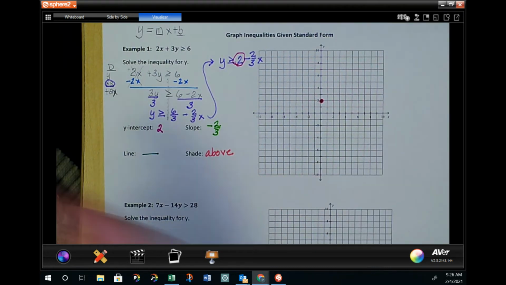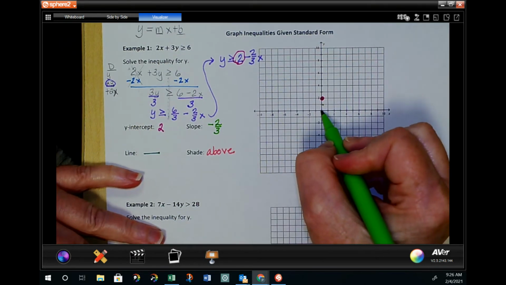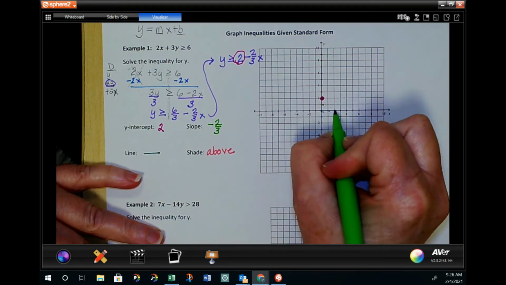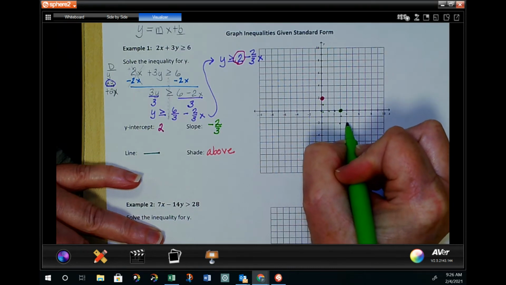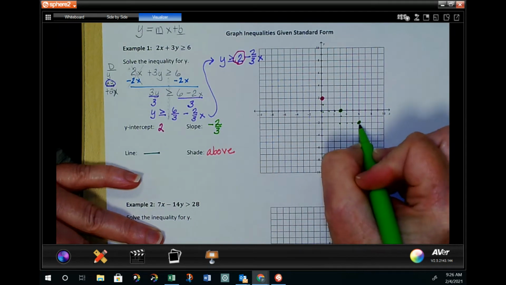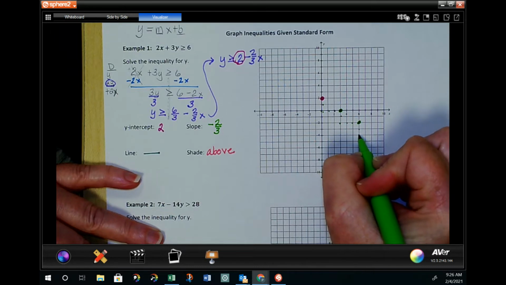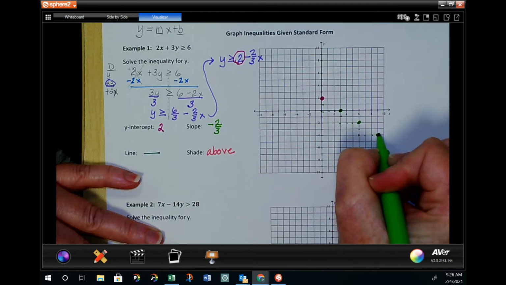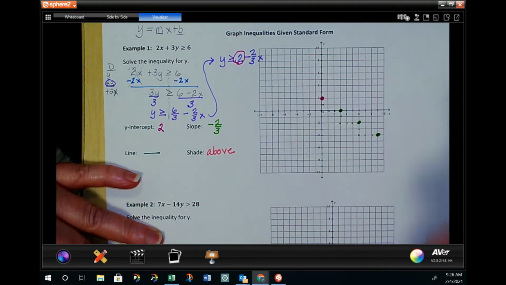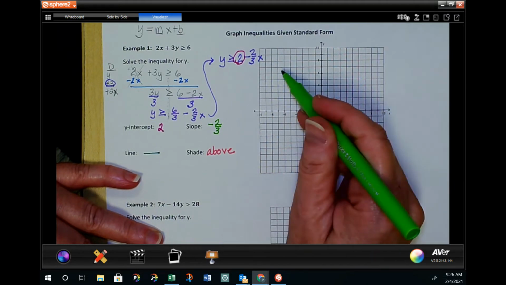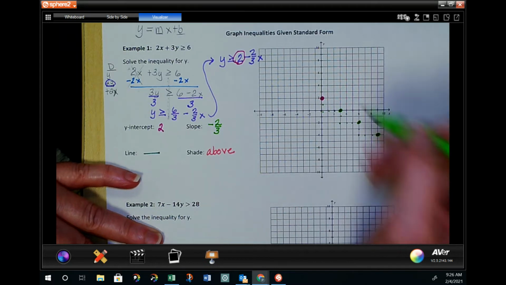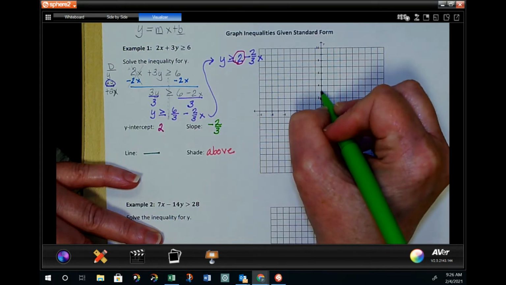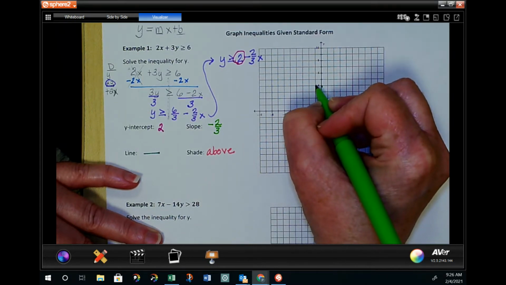And then I've got to graph my slope. So I'm going to go down 2, so 1, 2, and to the right 3: 1, 2, 3. Down 2 and to the right 3, and again down 2 and to the right 3. And now to get to your next point on the other side, we're going to go in the opposite direction because we're moving to the left instead of to the right. So instead of going down, I'm going to go up 2 and to the left 3.